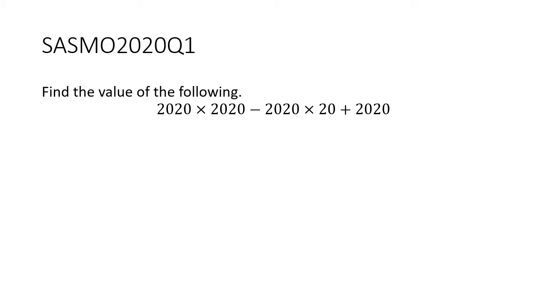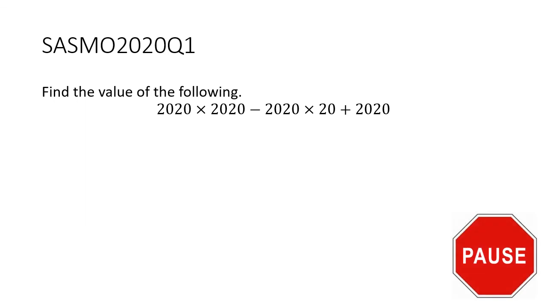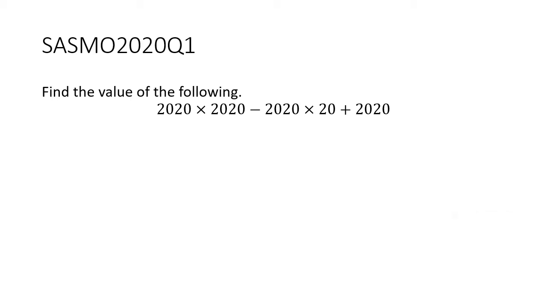Find the value of the following. 2020 times 2020, subtract 2020 times 20 plus 2020. Pause the video here and give this question a good try. Okay, in case this is not apparent, calculators are strictly not allowed for this competition like most Olympiads. So let's go through the answer.